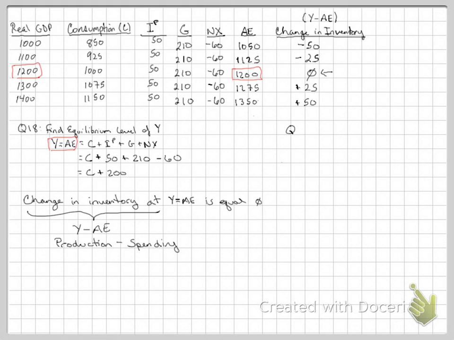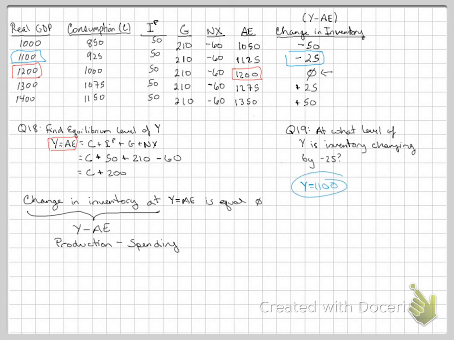If we look at question 19, it just says, at what level of Y is inventory changing by negative 25? So where is it going down by 25 units? All we've got to do is look at this column and say, right here at negative 25, our Y is equal to 1100. So that's going to be our answer. So when firms produce 1100, all right, they're going to take away 25 units from inventory because they're not producing enough.